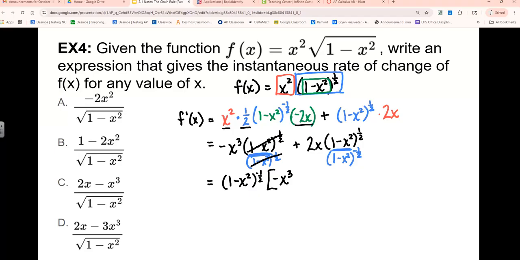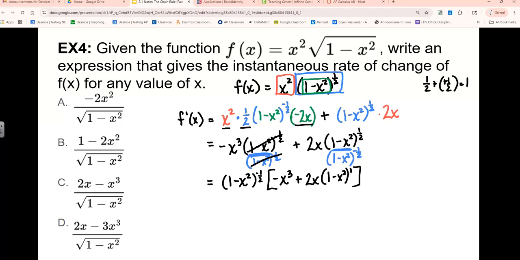So over here, these don't cancel because this is a positive 1/2 and this is a negative 1/2. So several different ways to think about that. But whenever you're dividing here, you can subtract your exponents. So if I subtract my exponents, I'd be doing 1/2 minus negative 1/2. What is that going to give me? 1, because the minus the negative becomes positive. 1/2 plus 1/2 is 1. So this is going to be 2x times 1 minus x squared to the first power right there.